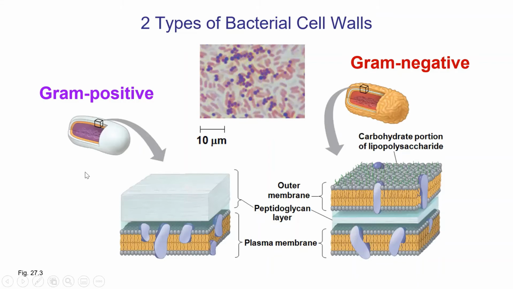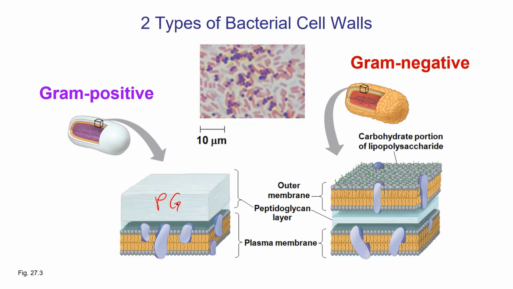A couple of things to say about this. The structures are very different, and that's why they stain differently. If you take a look at the left, the gram-positive, it's a lot like a plant cell wall. You've got the plasma membrane, and then you've got a bunch of peptidoglycan. This is the peptidoglycan here, PG, right? So it's a thick layer of that carbohydrate and peptide stuff, and like I said, it looks a lot like a plant cell wall, other than the fact it's a different carbohydrate.